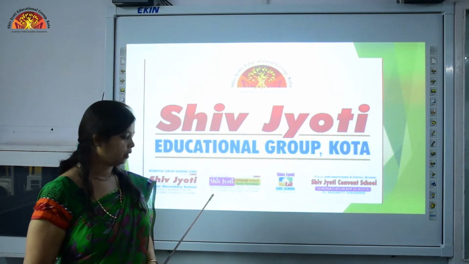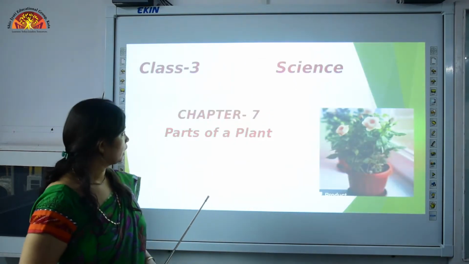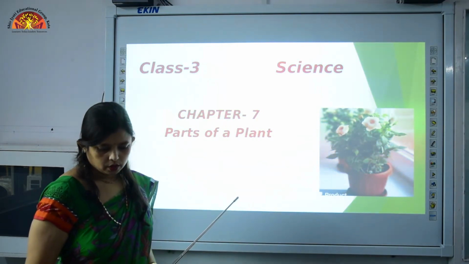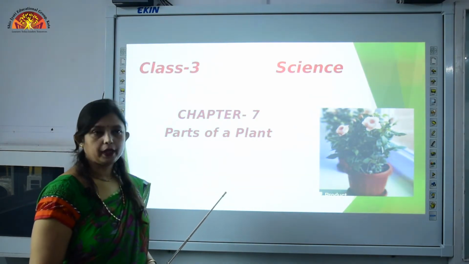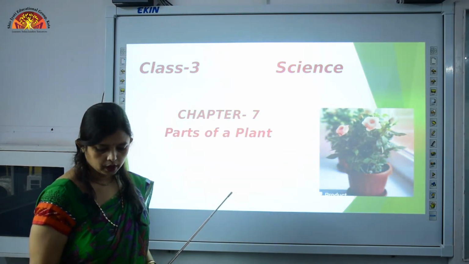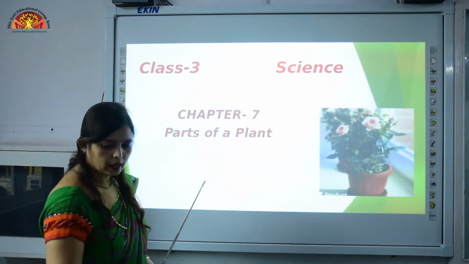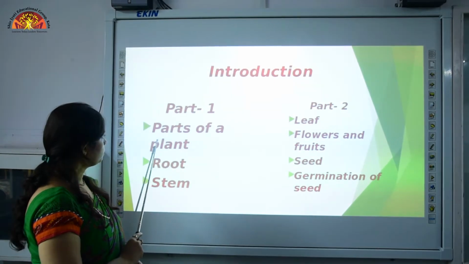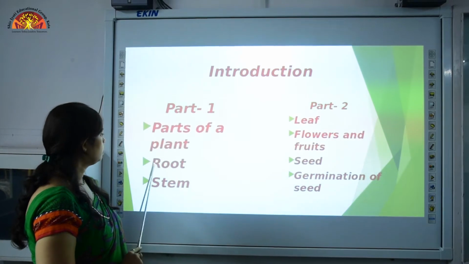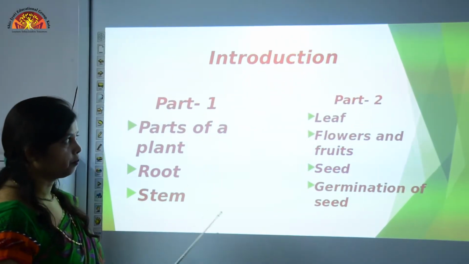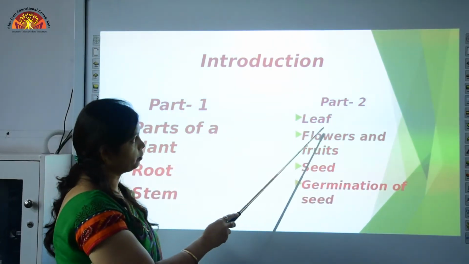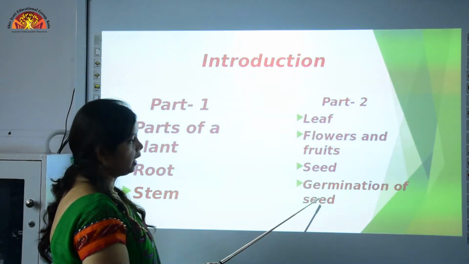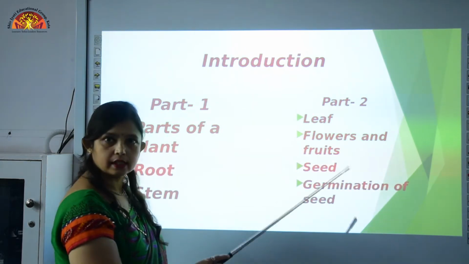Today we will study Science Chapter 7 Parts of a Plant. So all of you open your books page number 54. Children, we will study this chapter in two parts. In part 1, you will learn about parts of a plant, root and stem. And in part 2, you will learn about leaf, flowers and fruits, seed and germination of seed.